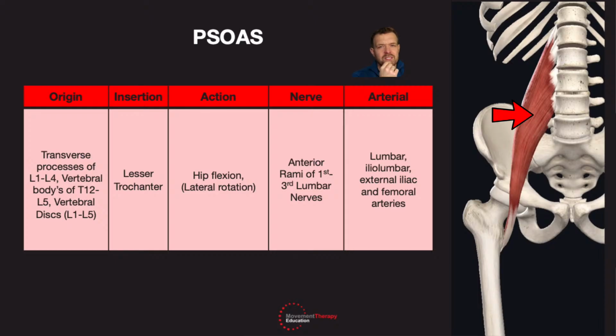So if you were to simplify manual therapy and say, in its simplest form, what we're trying to do by working on psoas is to improve hip extension, you can do that without digging through somebody's guts, and it's an uncomfortable technique.